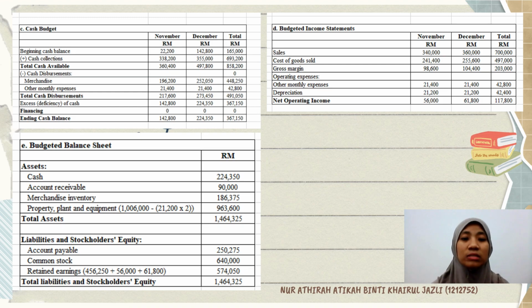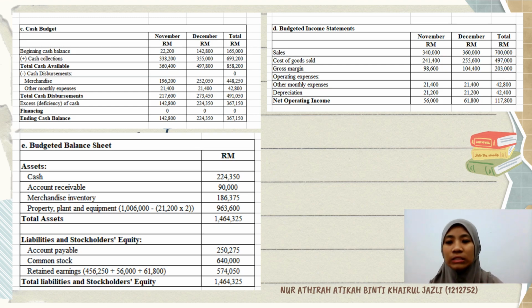For November is 91,400, and the same also with December. And then we will minus depreciation 21,200, and for December also 21,200. And then we will get net operating income, and for November we will get 56,000, and for December we will get 61,800. And then we will move to the budgeted balance sheet.